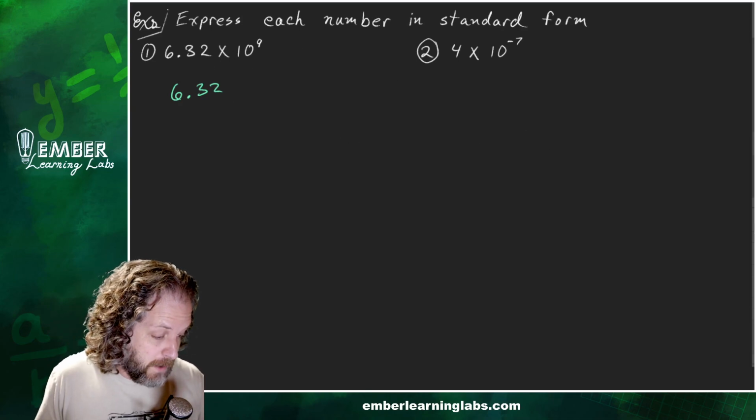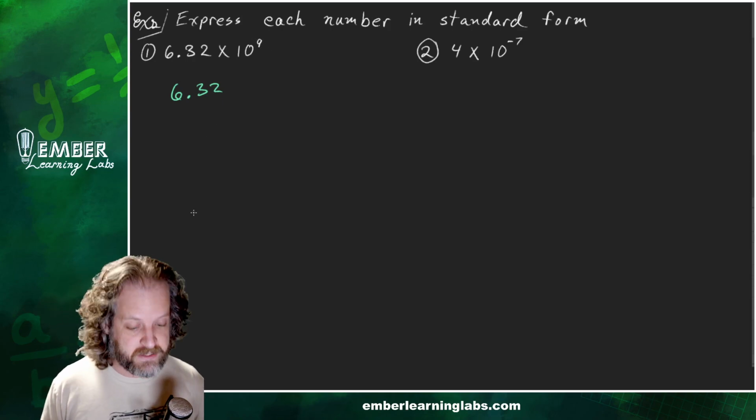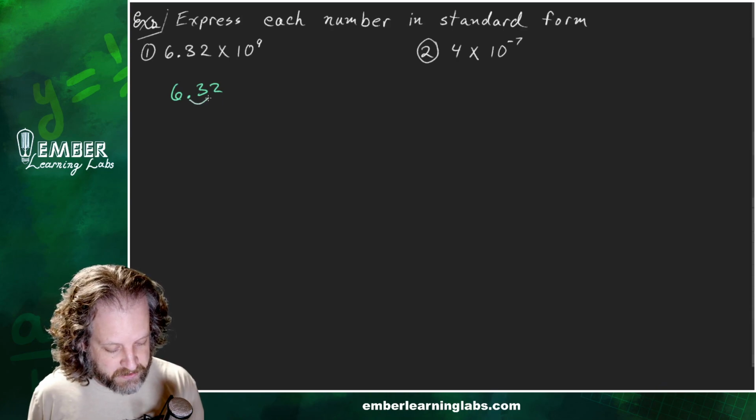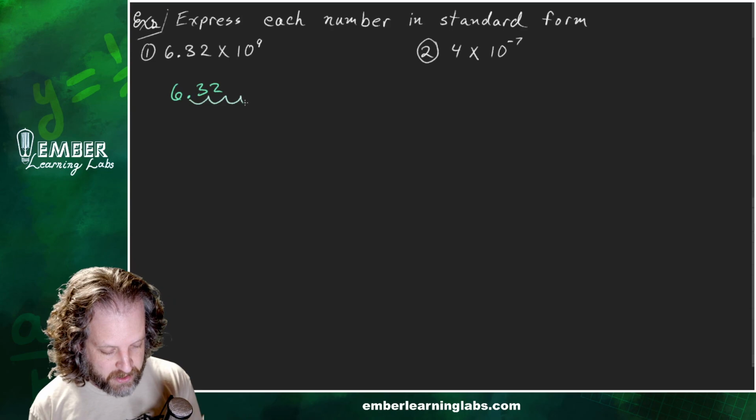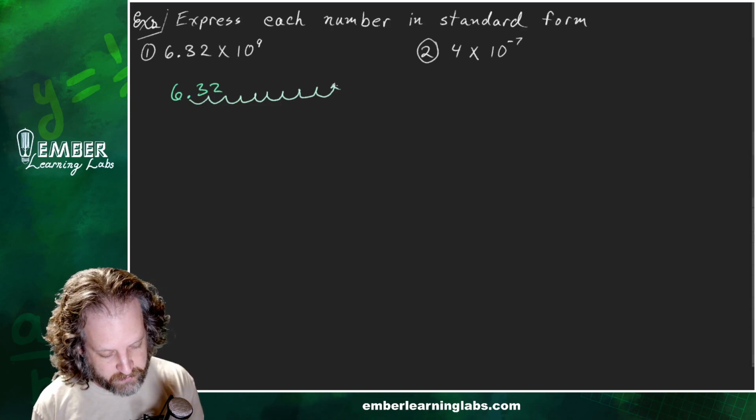And then you're going to bounce again, just like we did. So we've got a positive exponent, so we're expecting a large number, right? And so if we bounce this way, we're going to end up with a larger number. So we bounce 1, 2, 3, 4, 5, 6, 7, 8, 9. So our decimal place moved way over here.